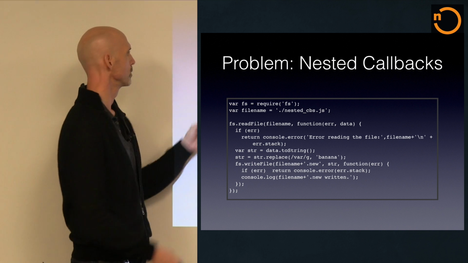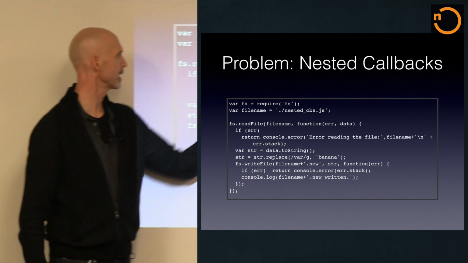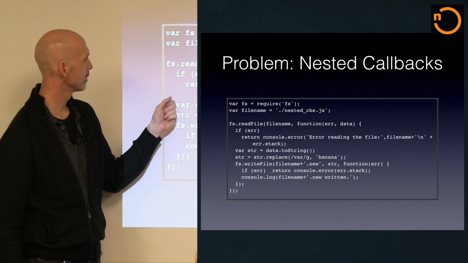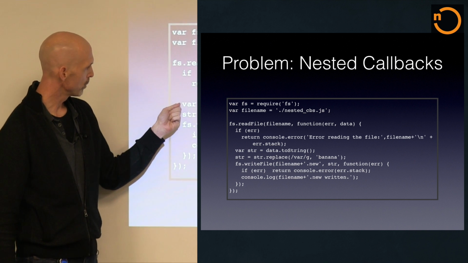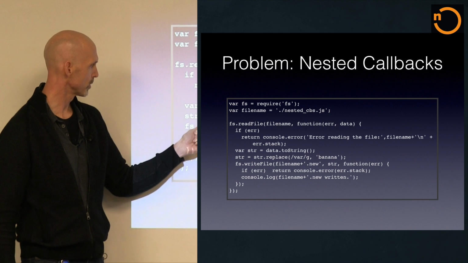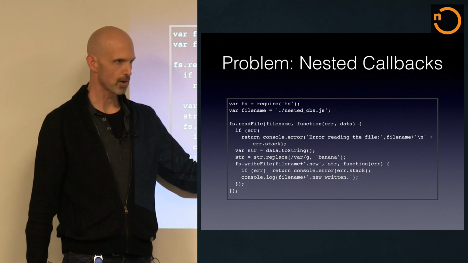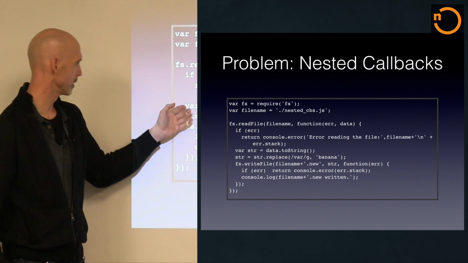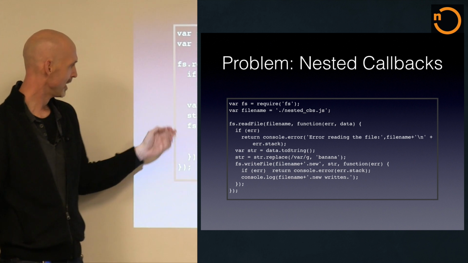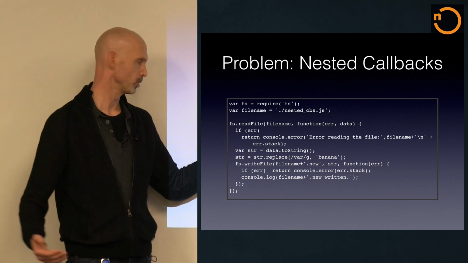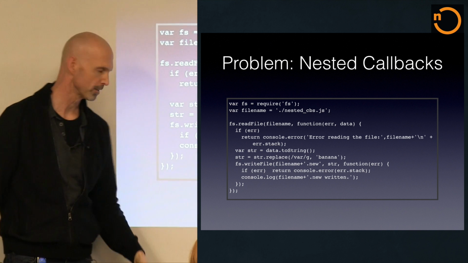So what you want to do is, you have a callback. After the file is read, we're checking the error, and then converting it to a string and doing a replace. What this function does is convert every var to banana in the file that it's reading. And then after the fact, it writes it to the same file name with a new extension.